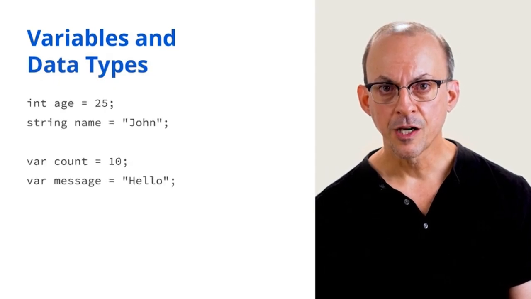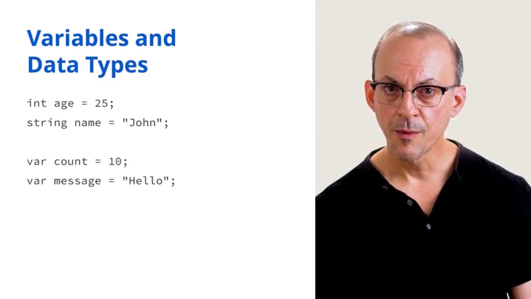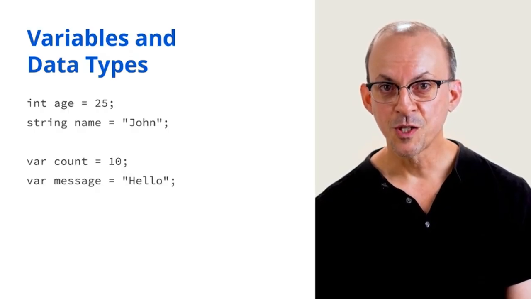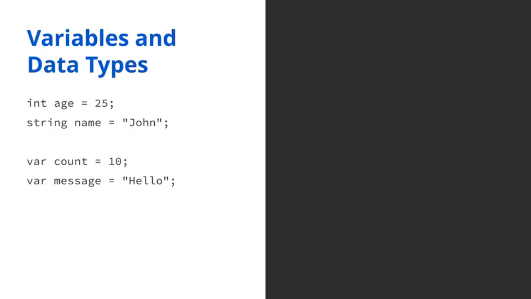Next, we'll examine variables, which are used to store data that can be used and manipulated within the program. Variables need to be declared with a type keyword that tells the program what kind of data the variable holds. There is an exception which we'll examine shortly. This sample code declares 4 different variables and initializes them with a value. First, int age equals 25 declares an integer variable called age and assigns it the value 25.